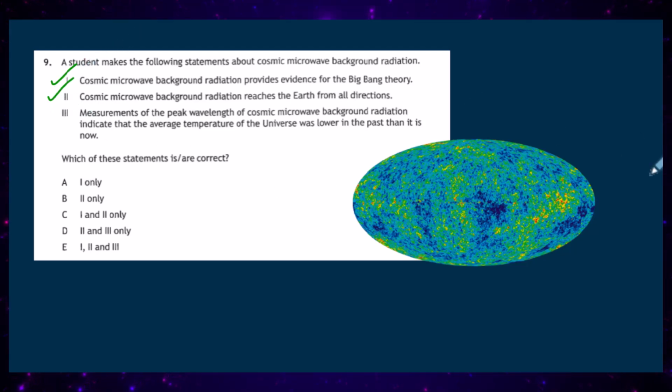Measurements of the peak wavelength of cosmic microwave background radiation indicate that the average temperature of the universe was lower in the past than it is now. And that's false, because the temperature was highest in the past. The Big Bang Theory predicts that the temperature of the universe should be about 3 Kelvin, and when we analysed this picture, we found out that the temperature was 3 K, so it agreed with the theory of the Big Bang. So we have Statement 1 and Statement 2 correct, and Statement 3 is false. So 1 and 2 only, and the answer is C.